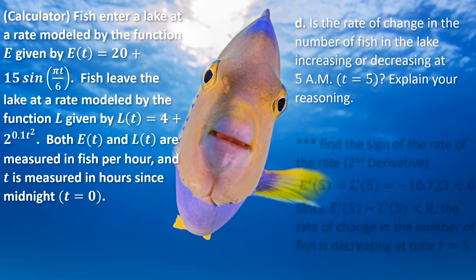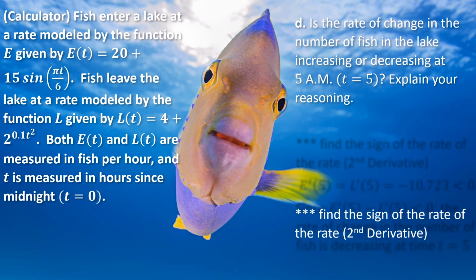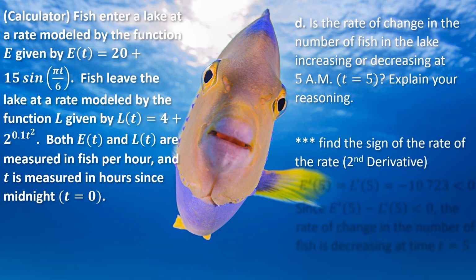All right, part D says, is the rate of change in the number of fish in the lake increasing or decreasing? So we're asking about the rate of the rate, right? Is the rate increasing or decreasing? That is your second derivative. And so basically all I need to do is figure out the sign of my second derivative, and I'll be good to go. But again, since E and L are already rates, I'm simply taking the derivative of that. That will give me the second derivative.